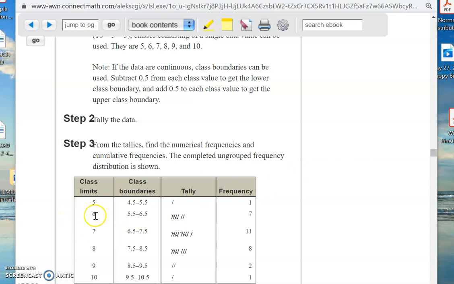So again, let's take 6. How many kids slept for 6 hours? 1, 2, 3, 4, 5, 6, 7. 7 kids slept for 6 hours. The class boundaries, same as before. It's integer values here. 6 or 7 is integer values.